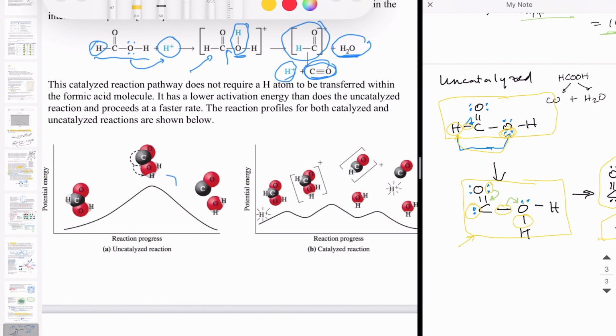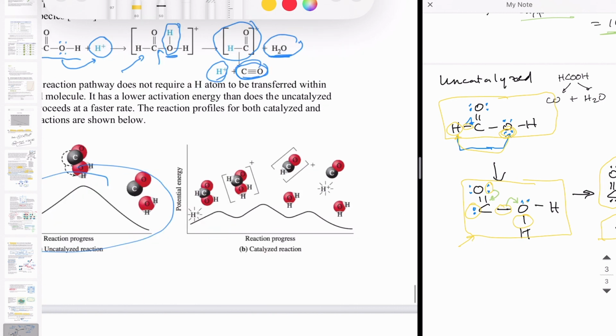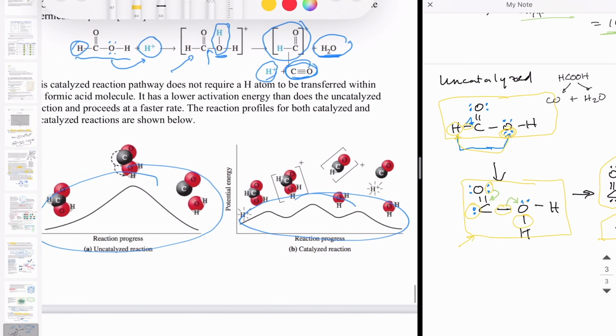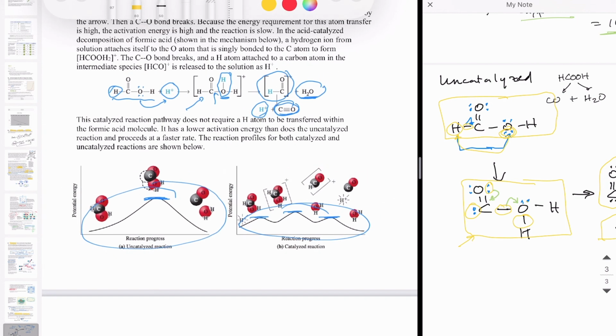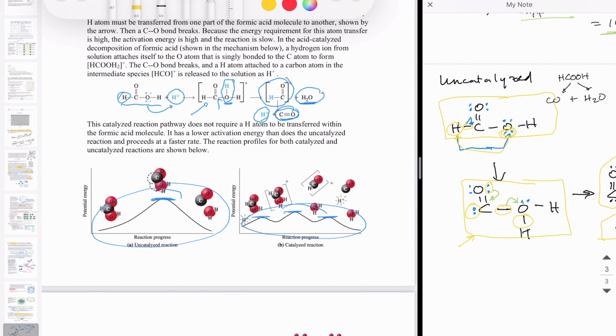This is the original energy diagram on the left, and this is the energy diagram on the right after the acid catalyst is added. And you can see that in the catalyzed reaction, even though there are more transition states, the reaction actually goes faster because all the transition states are lower in energy compared to the original uncatalyzed transition state.